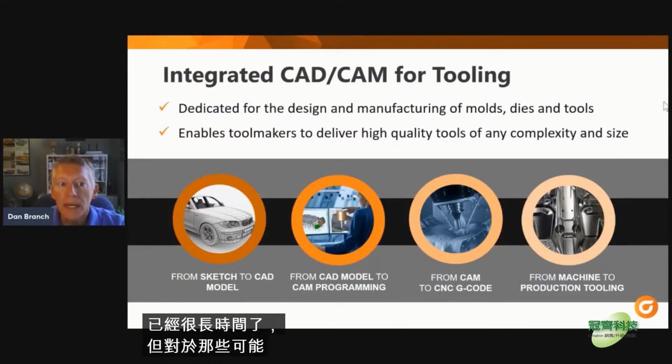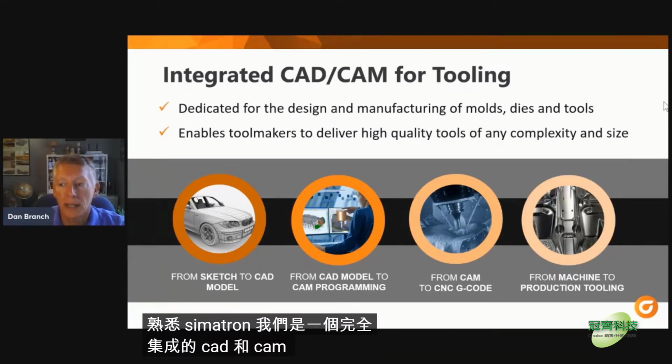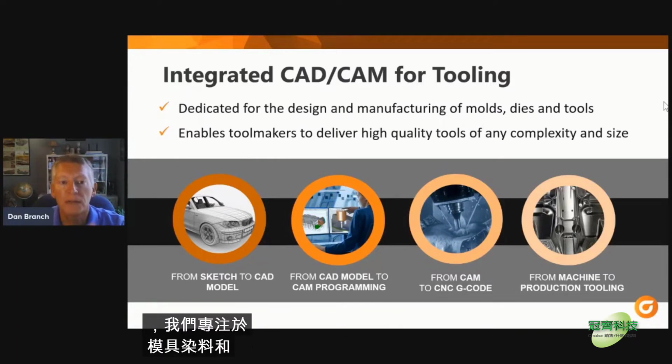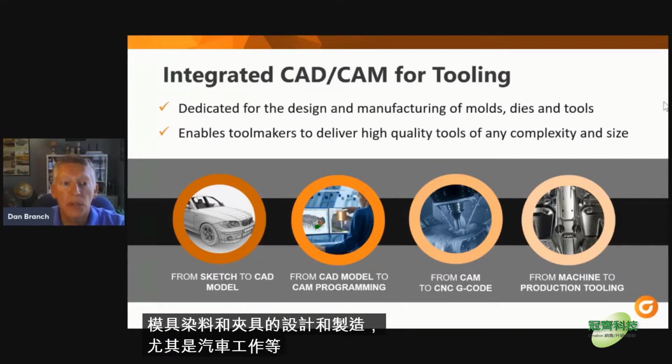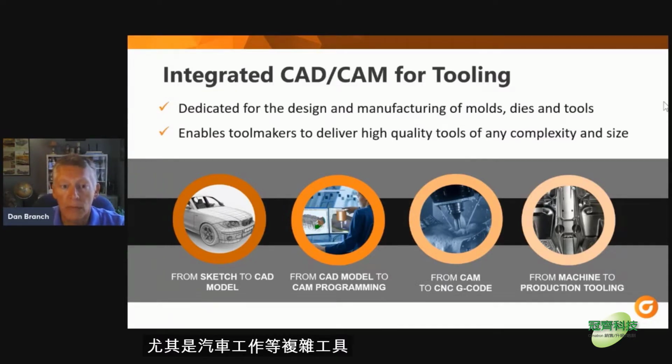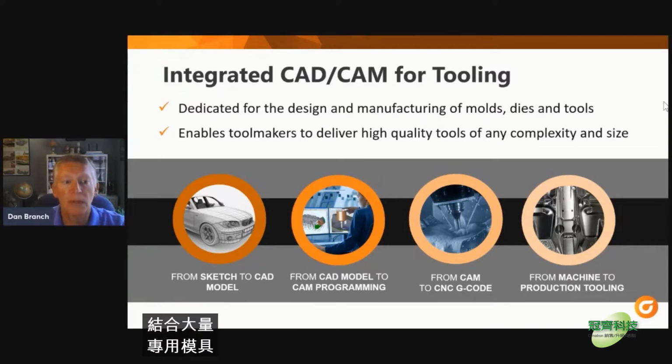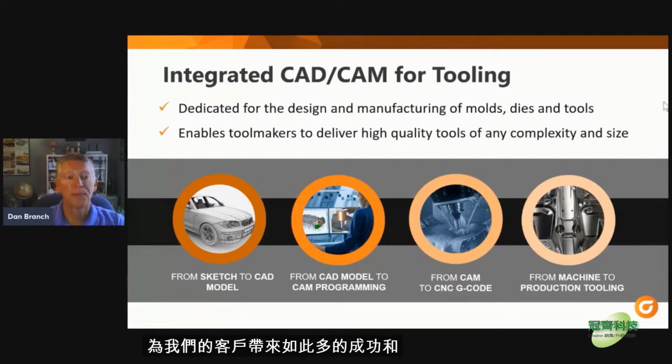But for those of you who may not be very familiar with Cimatron, we're a fully integrated CAD and CAM software solution. And we specialize in the design and manufacture of molds, dies, and fixtures, especially complex tooling like automotive work. I think the slide here really says it all. It's the power of having one system for the entire tooling process, combined with a huge amount of purpose-built tooling functions that brings our customers so much success and productivity.